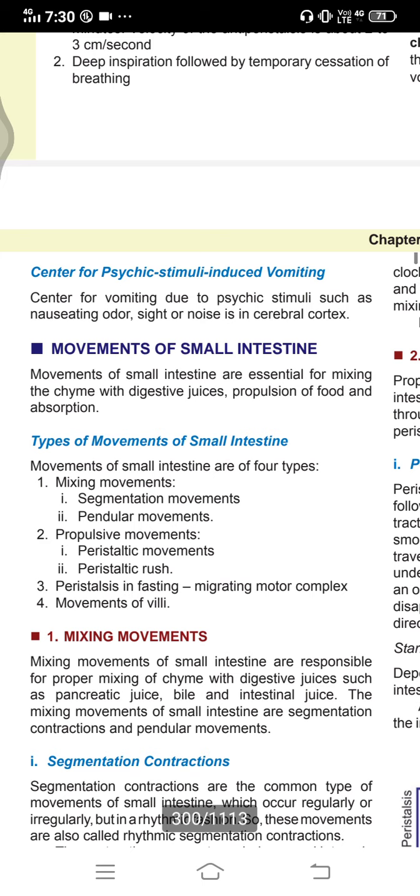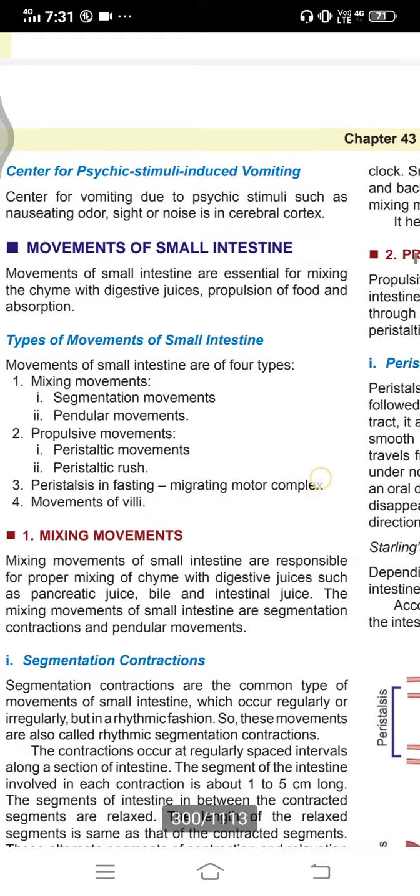Center for psychic stimuli induced vomiting. Whereas the center for vomiting due to psychic stimuli such as nauseating odor, sight or noise is in the cerebral cortex. Now, movement of small intestine.